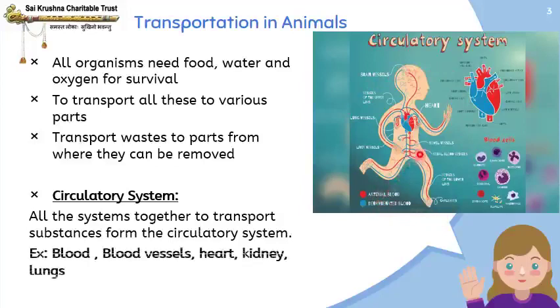What are the other parts in the circulatory system? They are the kidneys and lungs. The kidney filters the liquid waste products and the lungs bring in oxygen and take out carbon dioxide.